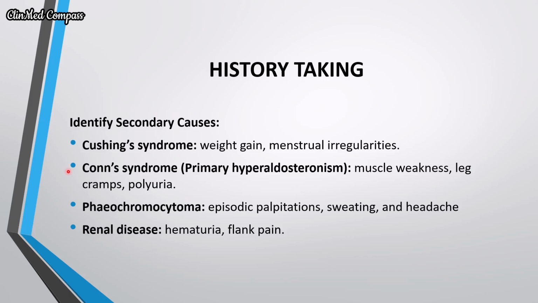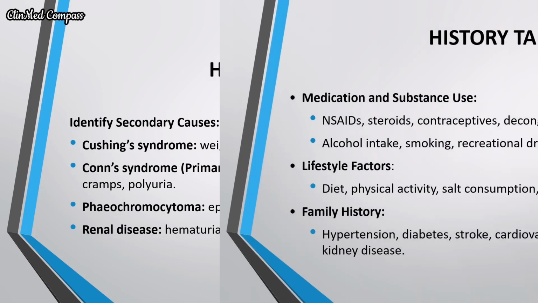Muscle weakness, leg cramps, frequent urination could suggest Conn's syndrome, also known as primary hyperaldosteronism. Episodes of palpitation, sweating, pounding headache. These are classic signs of pheochromocytoma. Flank pain, blood in urine may indicate renal disease.